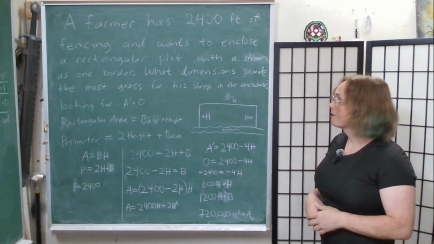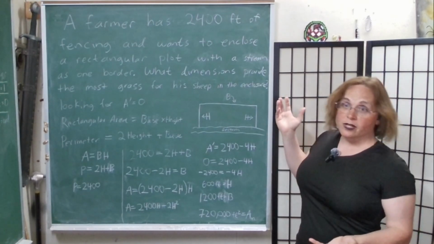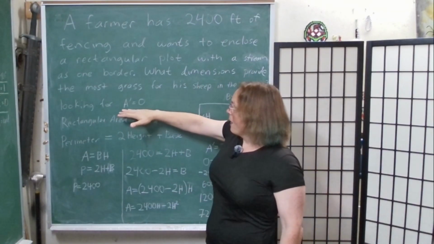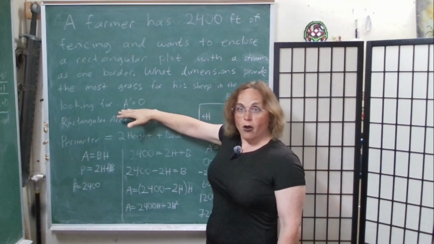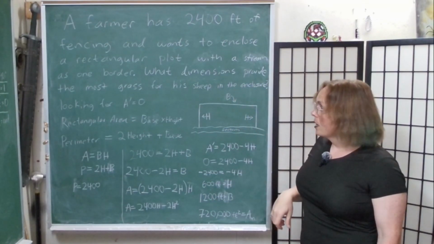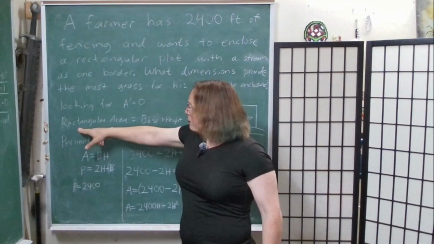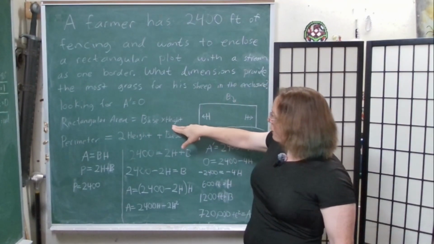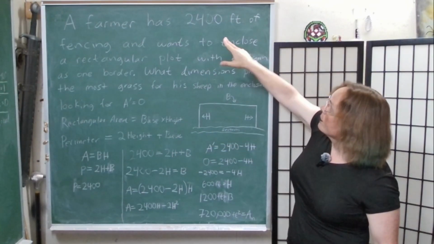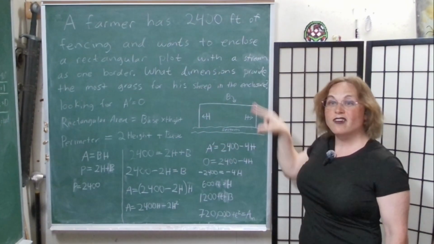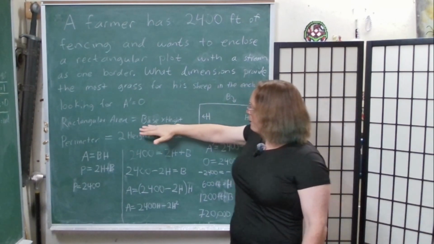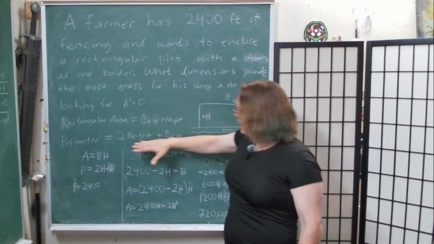So here you go. Now, just like we did, we read through it. We found that we were looking for our A prime, right? And we were looking for A prime equal to 0. That would be our maximum. Now, we wanted to find the rectangular area, and we were given kind of a perimeter, right? Because we had that 1,200 feet to make the fence around. So from that, we knew the area would be a base and a height. We knew a perimeter would be a height and a base.